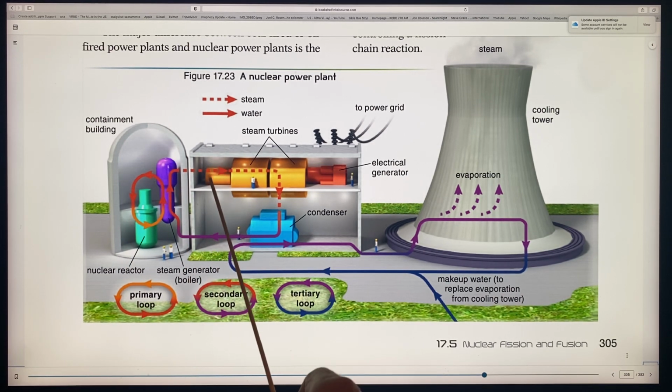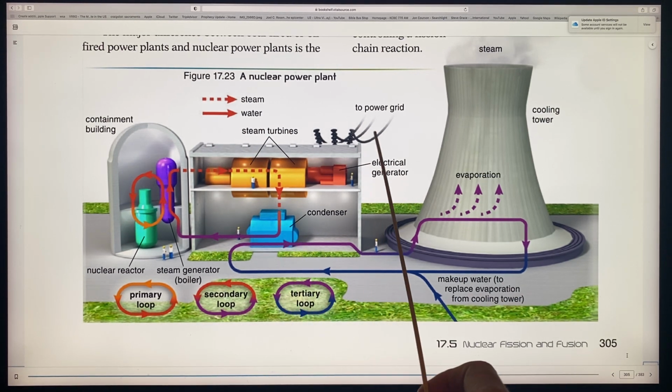And as we go here, we have the steam coming through here, the turbines, the condenser. We have the secondary loop here. You can see where the red is the secondary loop going through and the primary loop and the tertiary loop. But as you go through, you can see the path that it takes. And then going through the condenser, here we have water to replace evaporation from the cooling tower coming up this direction. Really important.